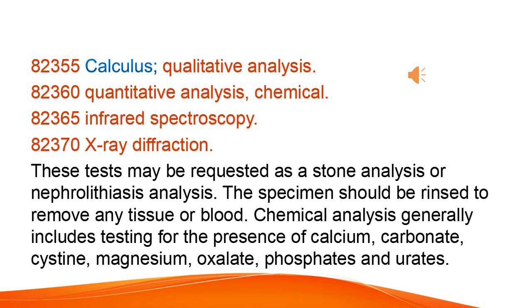Calculus, qualitative analysis. Quantitative analysis, chemical. Infrared spectroscopy. X-ray diffraction. These tests may be requested as a stone analysis or nephrolithiasis analysis. The specimen should be rinsed to remove any tissue or blood. Chemical analysis generally includes testing for the presence of calcium, carbonate, cysteine, magnesium, oxalate, phosphates and urates.